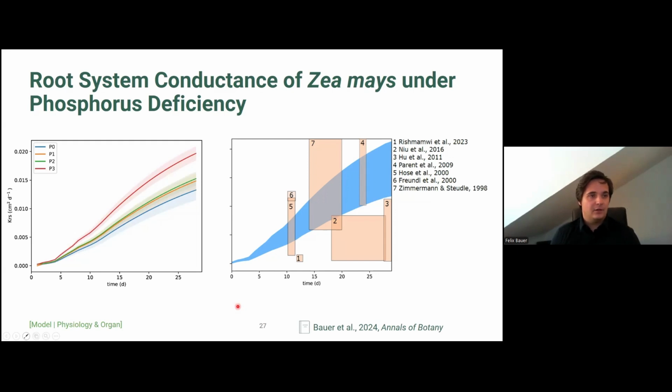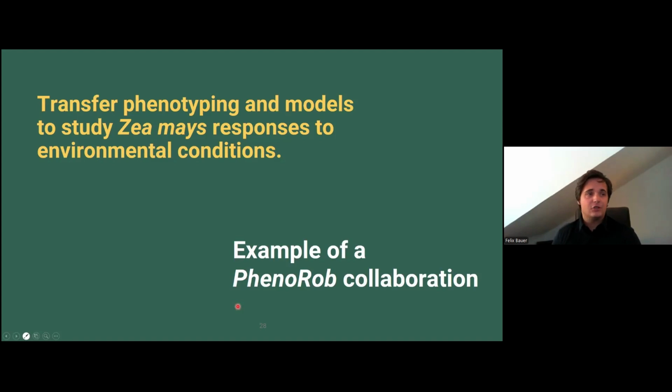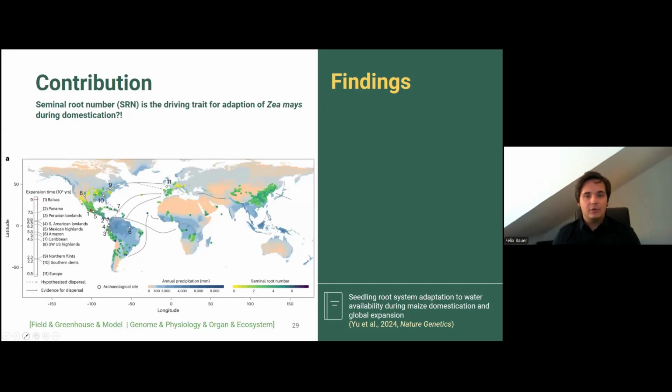As the last point of my presentation today, I would like to show you a small transfer of work from the PhD project to a broader context within PhenoRob. It's a nice example of a PhenoRob collaboration, because we took this phenotyping and modeling pipeline, which I just introduced, to get root system conductance values and structural information of the plants in order to check whether the similar root number of maize was in fact the driving trait for adaptation of maize during its domestication process.